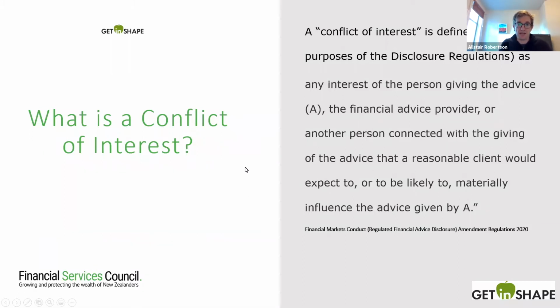So the key points there are that the assessment of whether there's a conflict of interest needs to be performed from the basis of what a reasonable client would think. So you have to put yourself in the shoes of a reasonable client, and it has to be likely to materially influence the advice given, which was a modification made to the disclosure regulations during the consultation process. Previously, I think it was just influence the advice given. So there is a materiality threshold that you can apply in determining whether there is a conflict of interest or not. Next slide, thanks.